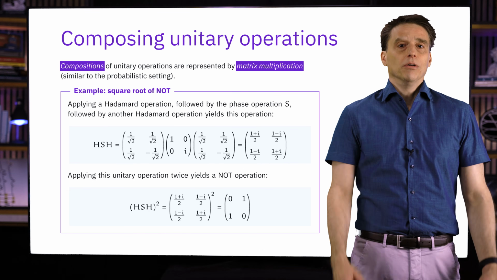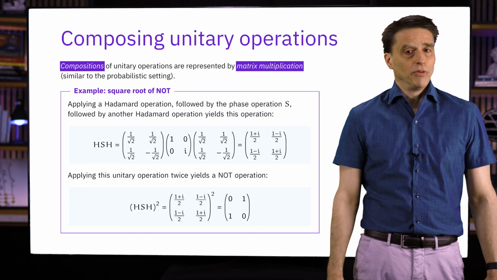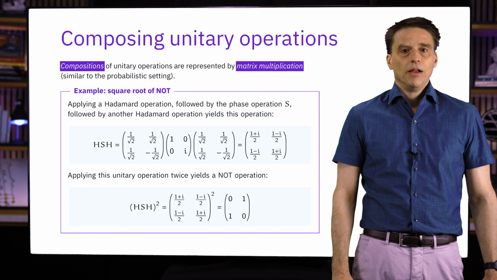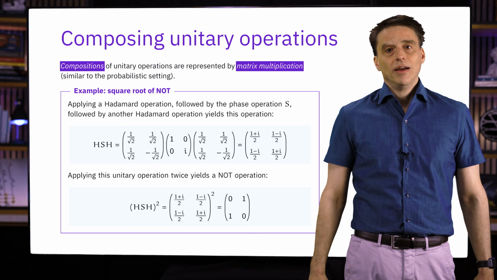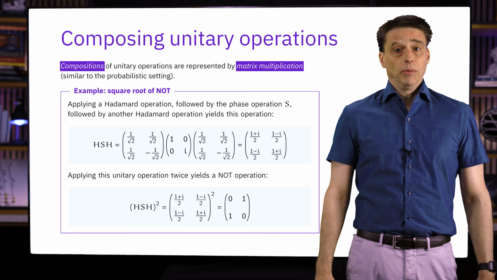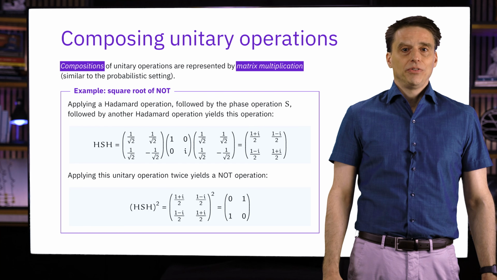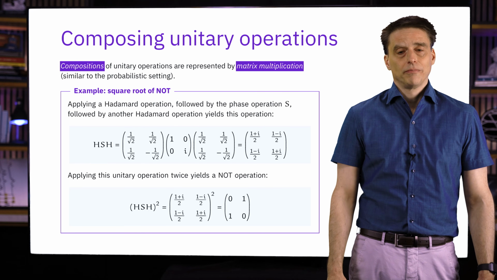And that's kind of peculiar, and it gives you just a hint that you can do some interesting things with quantum information that you can't do with classical information. There's no classical operation, meaning one represented by a stochastic matrix, that gives us a NOT operation if we perform it twice. So it's a nice example that reveals that quantum operations behave very differently from classical operations.